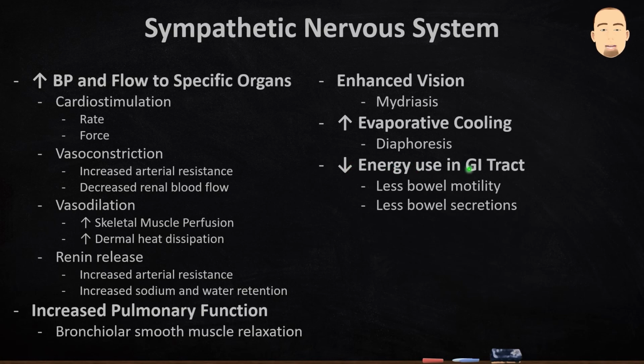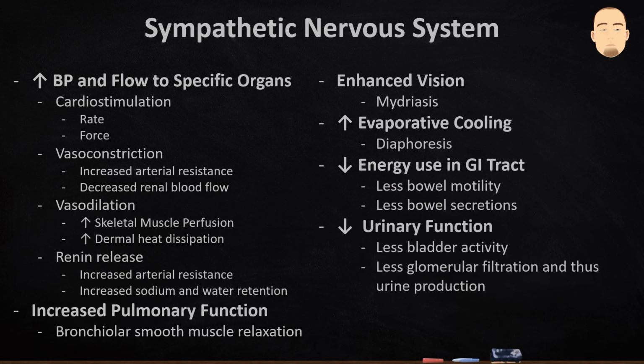Less energy use in the GI tract, less bowel motility, less bowel secretions to preserve energy for our survival functions in the fight or flight response, less urinary activity, so less bladder constriction, less glomerular filtration, and thus urine production. And that is directly tied to this decrease in renal blood flow through the constriction of renal afferent arterioles that directly lowers filtration and urine production. So that's all connected.